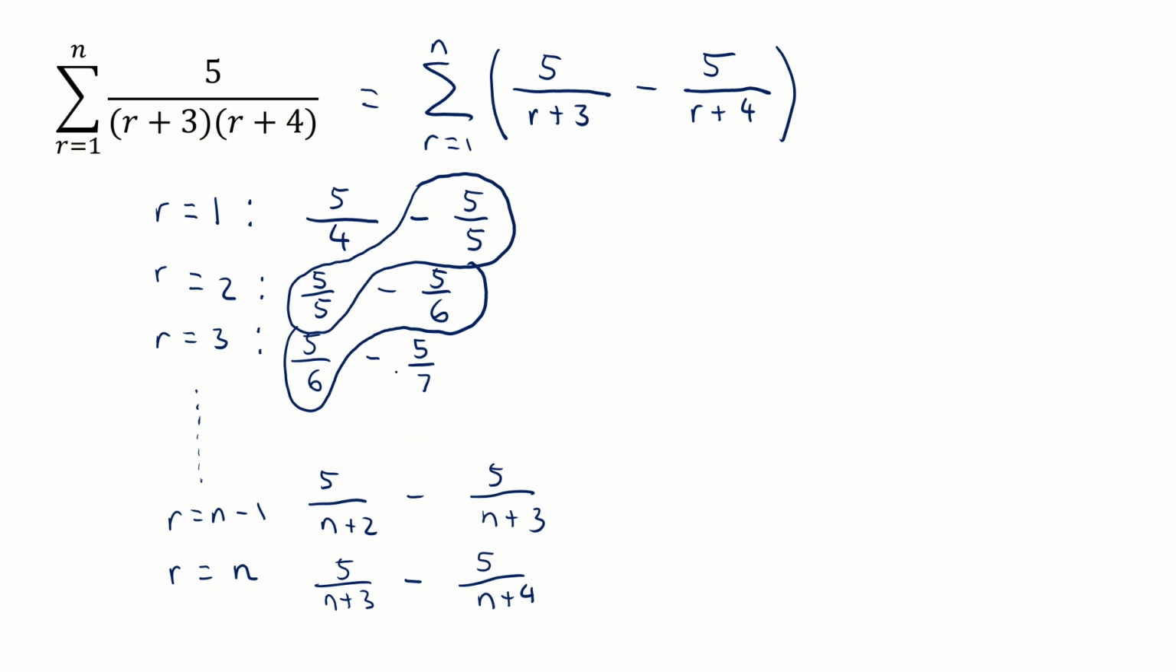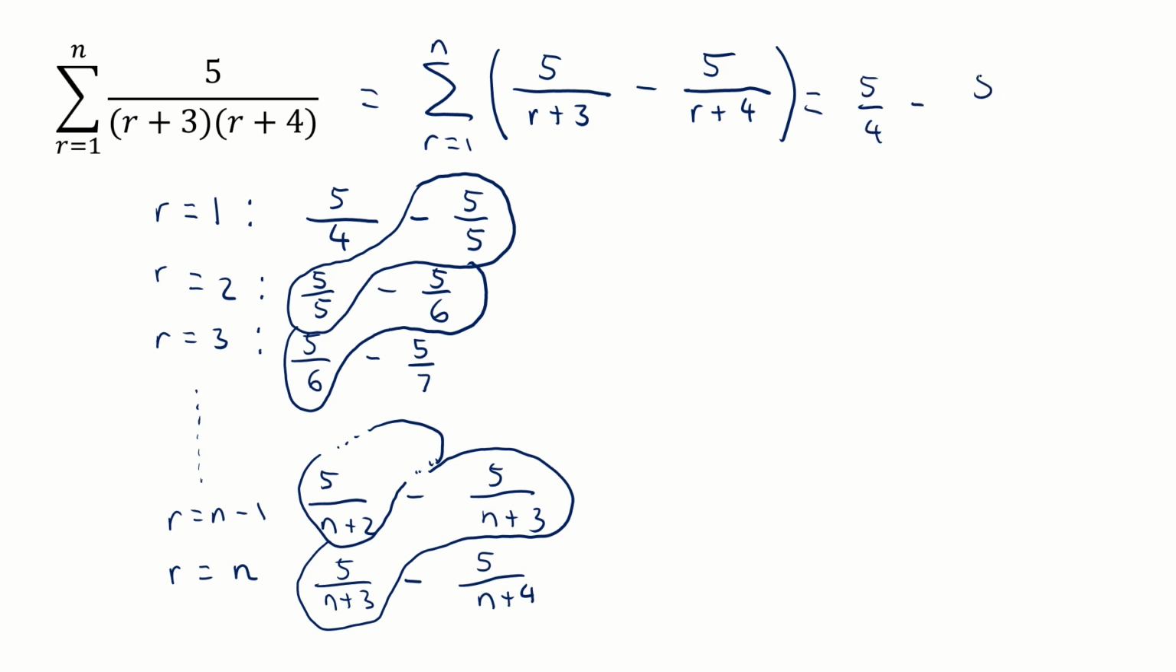And therefore the minus 5/7 would cancel out with the next term, and the 5 over n plus 2 would also cancel out even though we haven't shown it, because it's cancelling out with something from the term above. And therefore the only things we're going to be left with at the end are the 5 over 4 and the minus 5 over n plus 4. And therefore we calculate the series.